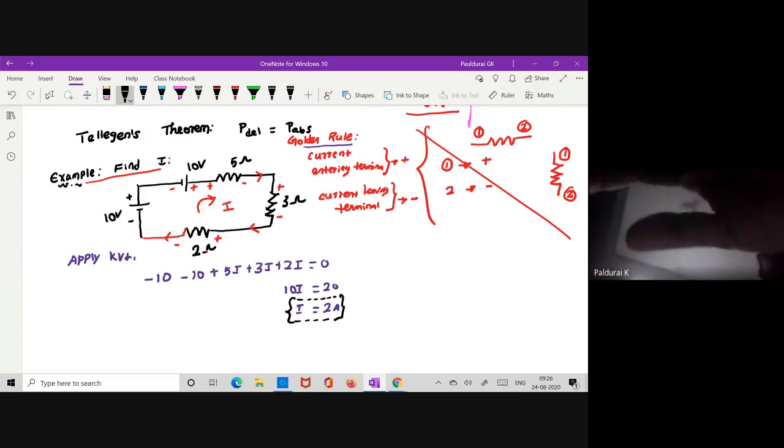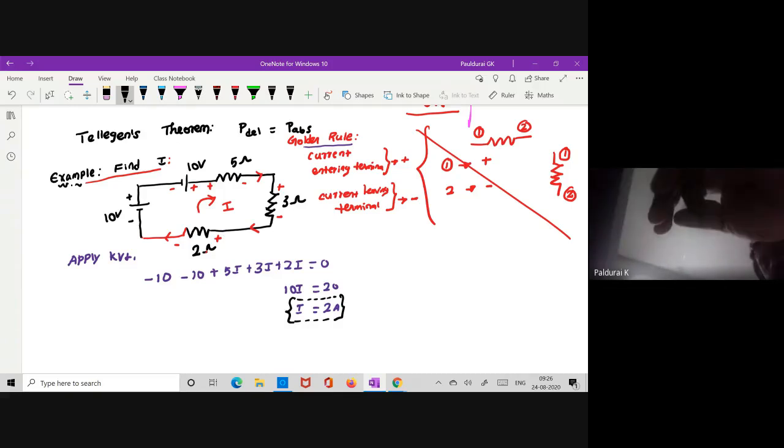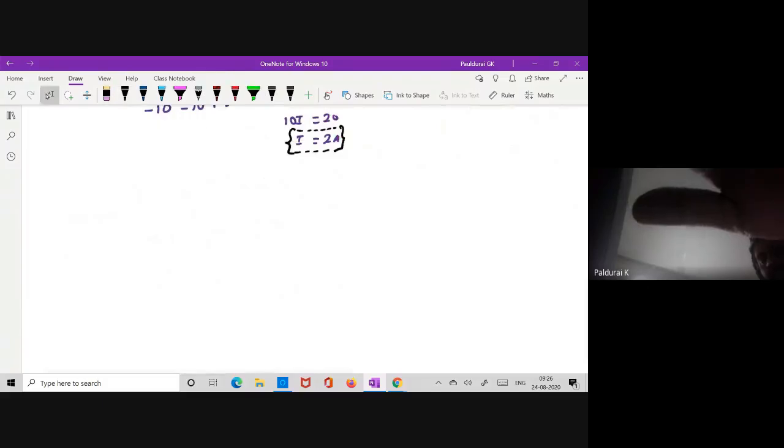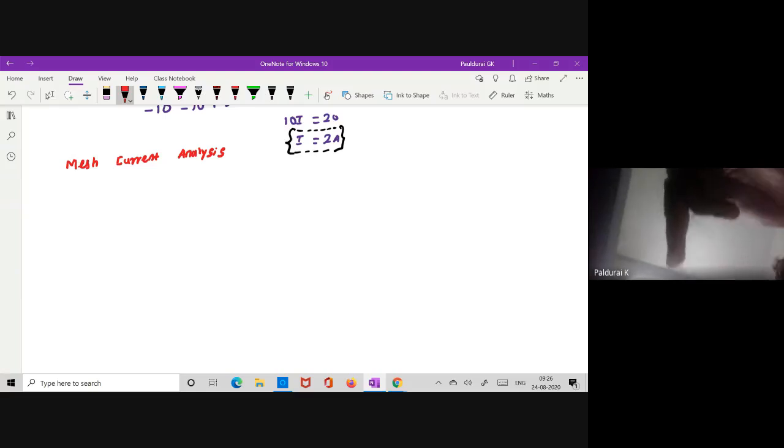So where is the next topic? As I told you earlier, the heartbeat, right? I don't know who is your heartbeat, but the heartbeat of the first unit is mesh analysis, right? So now put the heading, mesh analysis. Mesh is nothing but loop, ma. So the full name is actually mesh loop current analysis.